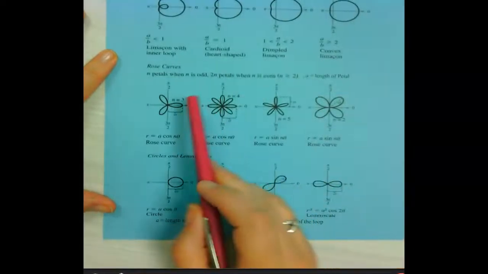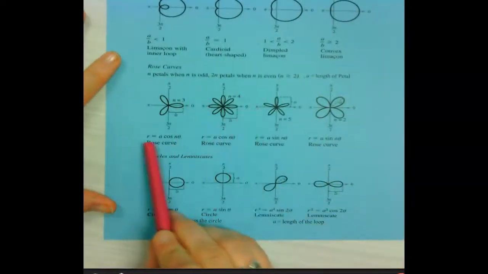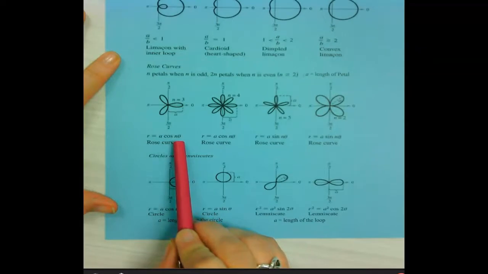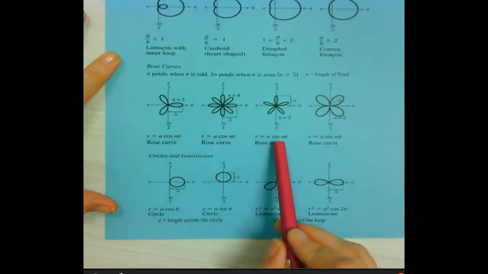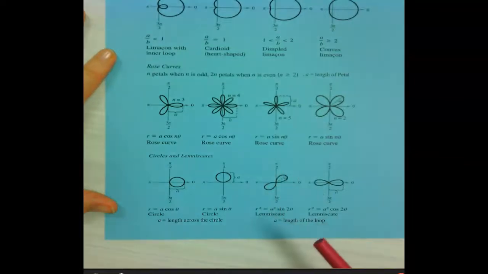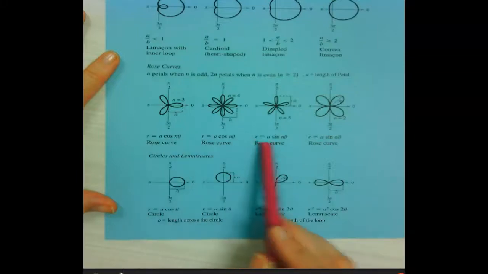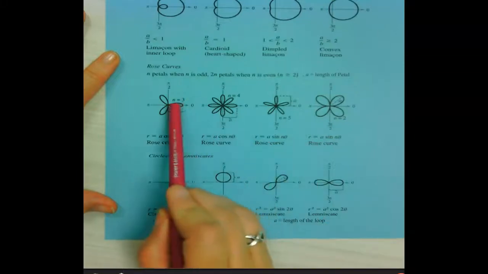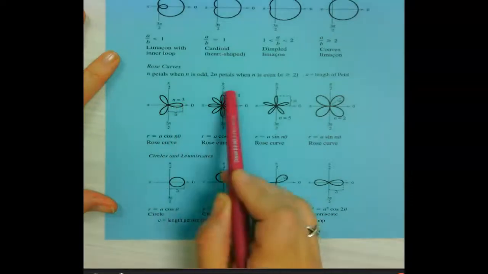On the rose graphs, we have the form y equals a cosine n theta, or r equals a sine n theta. And so there are a lot more pieces to the rose graph. The first thing is this a value that's in front of all of them will tell you the length of the petal. So you get the length here and the length here.